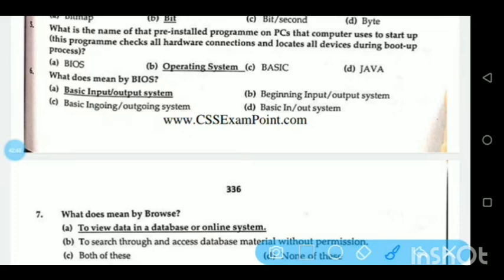What is the name of that pre-installed program on PCs that computer uses to start up? This program checks all hardware connections and locates all devices during boot up processes. Operating system. What does mean by BIOS? Basic Input Output System.